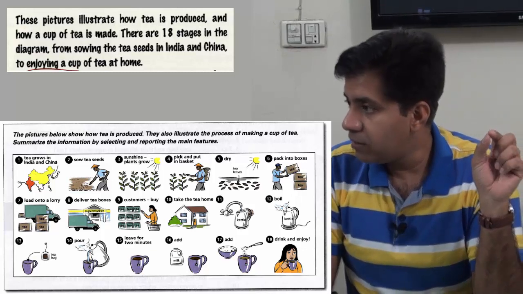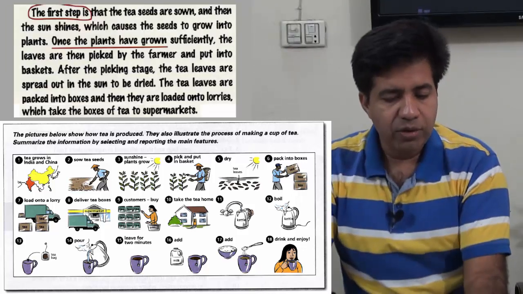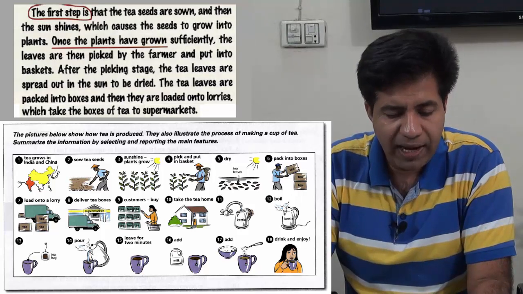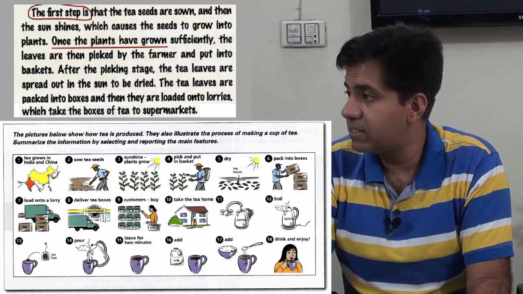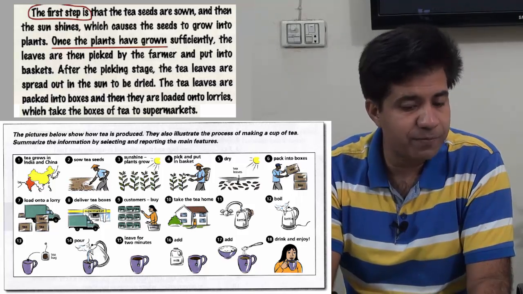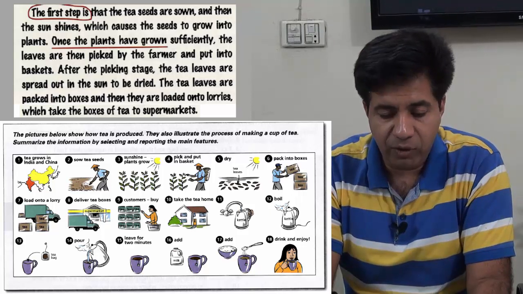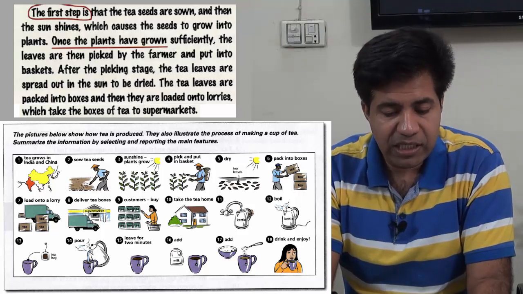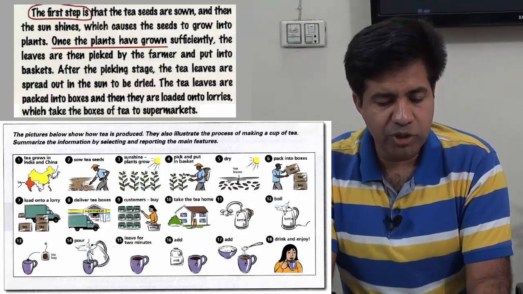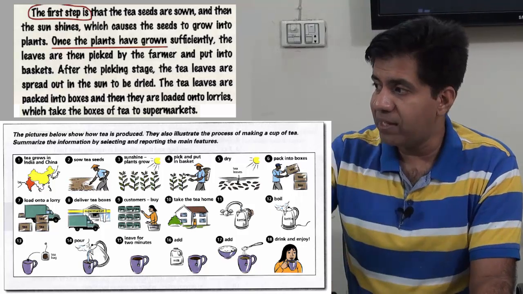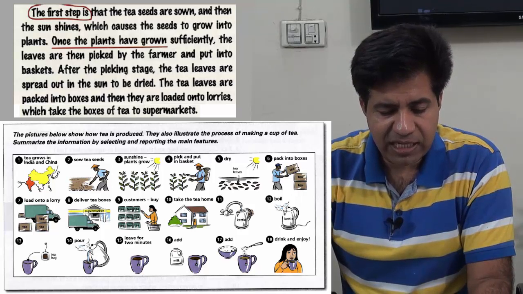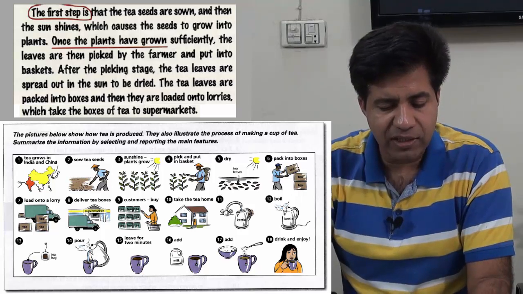First paragraph clear? Yes, that's right. Let's go on. The first step is that the tea seeds are sown and then the sun shines, present tense. The sun shines, which causes the seeds to grow into plants. And once the plants have grown sufficiently, the leaves are then picked by the farmer and put into baskets. Put into baskets is also passive voice. After the picking stage, the tea leaves are spread out in the sun to be dried.